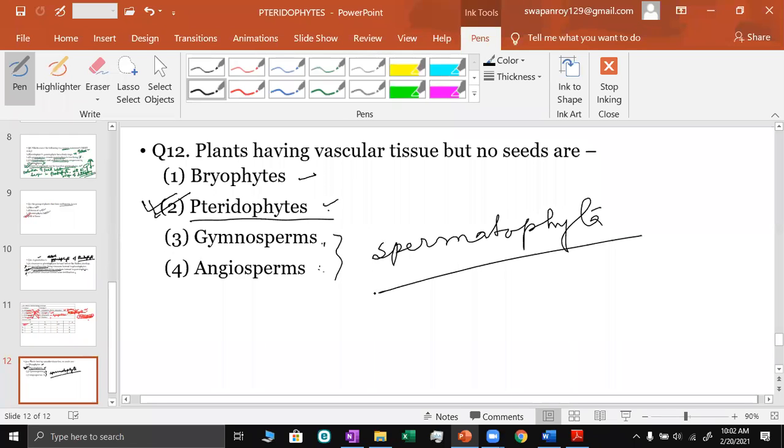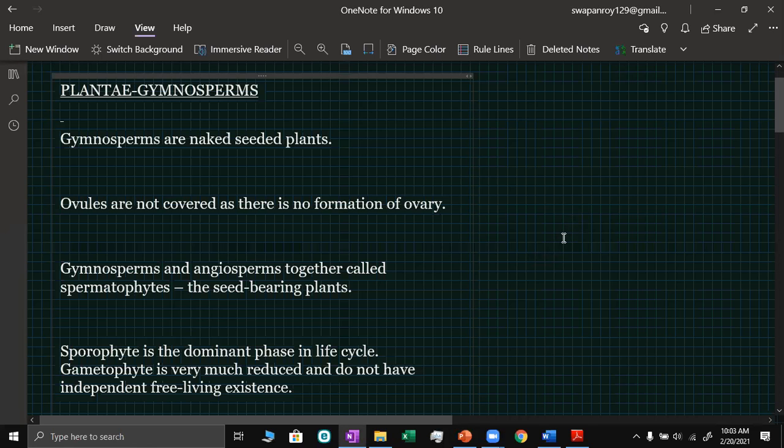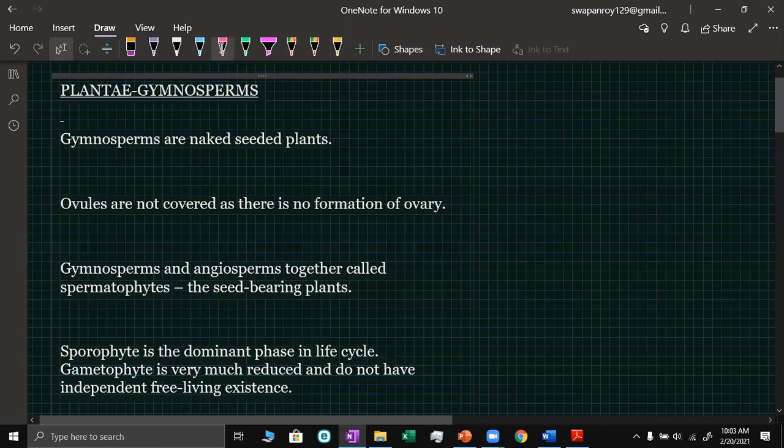But during the exam, you will have questions from all the chapters, and there will be mixed type questions. Okay. So now we will start the next group. The next group is the gymnosperms.